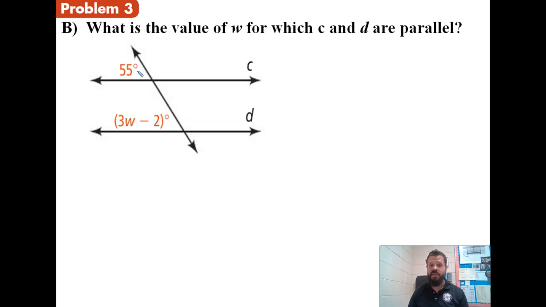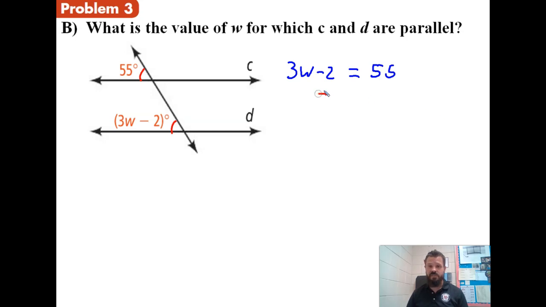These are both on the upper left part of the intersection, so I'd say they're corresponding. And we know that if the corresponding angles are congruent, that's what's going to make these lines parallel. So the equation we'll set up for this one is we'll say that 3w minus 2 has to be equal to the other angle, so it has to be equal to 55. All right, so this is another example of our angle equals angle type of equation. Let's go ahead and solve it quick then.